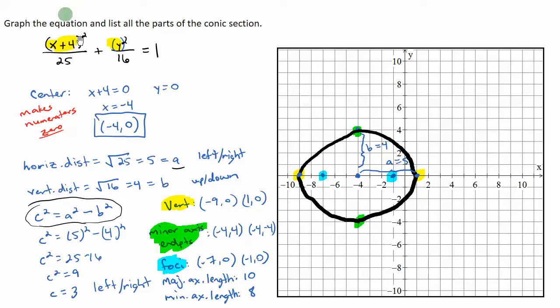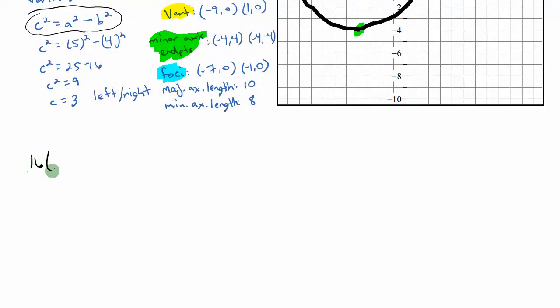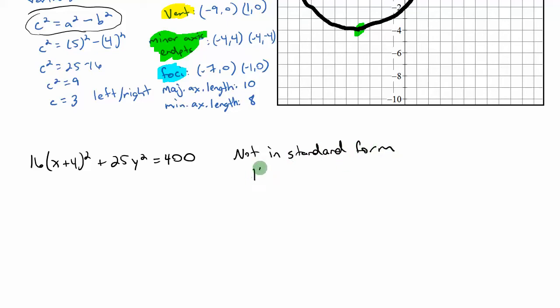Now sometimes you're given equations that don't look like they're in standard form. Let me give you an example. What if I have 16 times (x plus 4) squared plus 25 y squared equals 400? This is not in standard form. The key is to have 1 on the right side, the number 1. The way to do that is to divide both sides by 400.